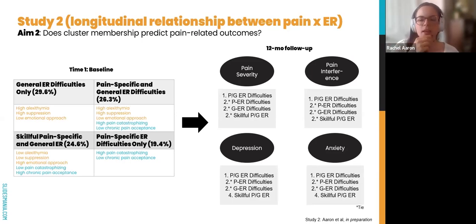Interestingly, for pain outcomes, the other groups weren't differentiated on outcomes. So we see that people who had difficulties with either pain or general, or were skillful in both, were all the same when it came to pain severity and pain interference. It may be that skill in one domain protects against outcomes in pain severity and pain interference. For depression and anxiety, the pattern was a little bit different, where we saw people who were skillful in both had the best outcomes. So we see that protecting against depression and anxiety requires skill in both domains, which again has some implications for treatment.